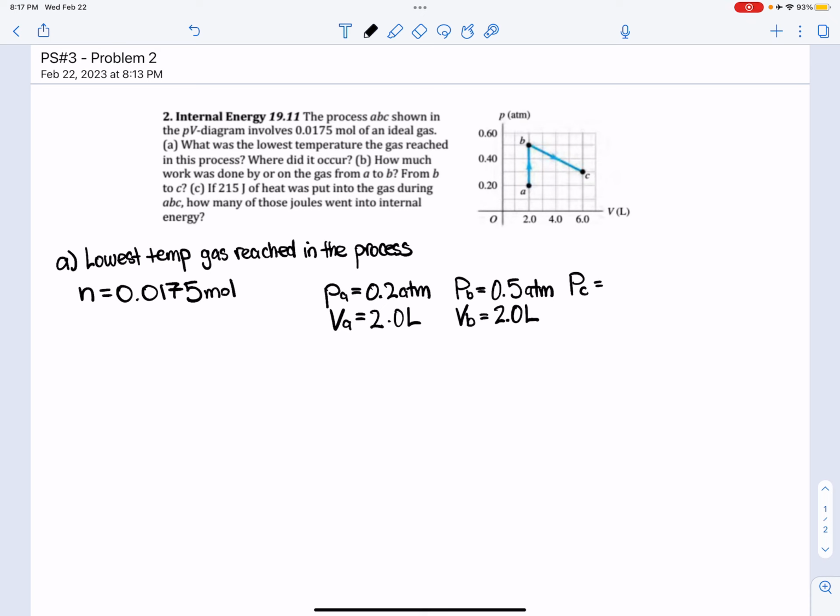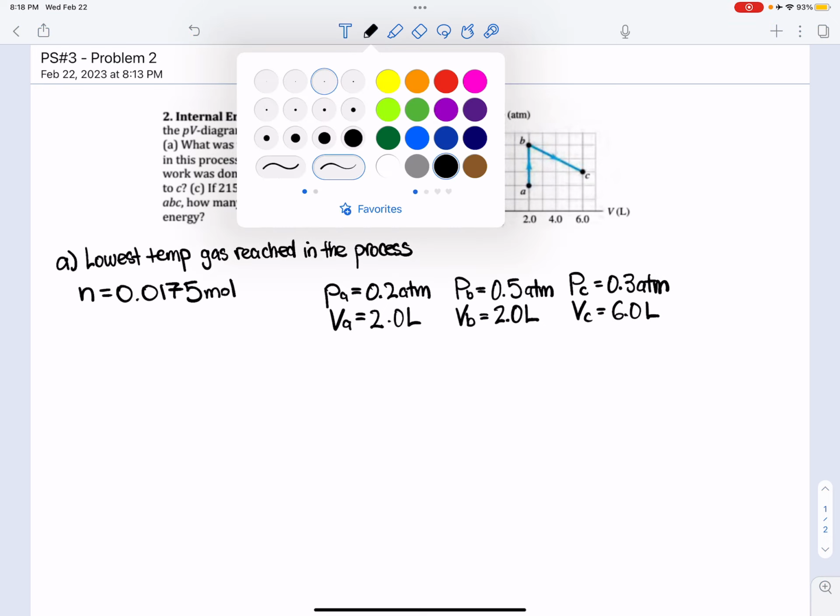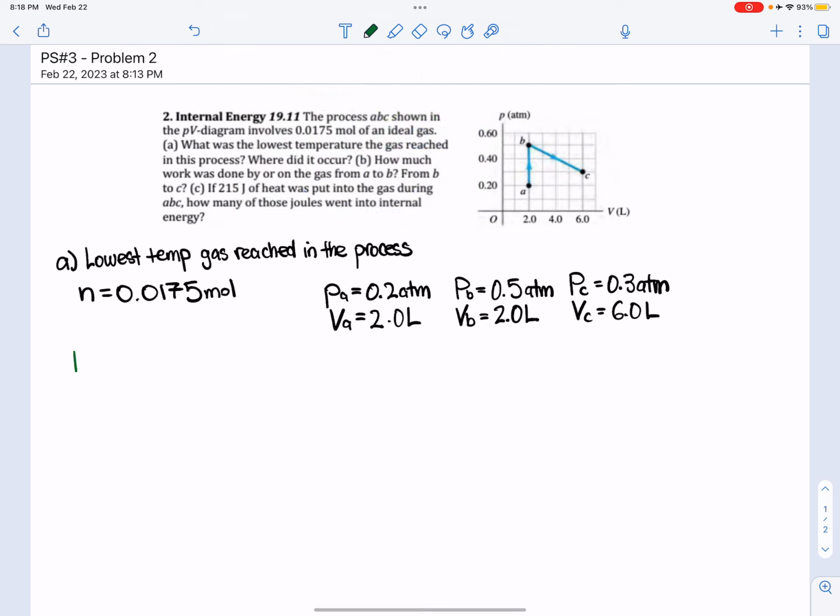Pressure at C is equal to 0.3 atm, right here. And volume at C is equal to 6 liters. Okay, so these are our givens. And recall the ideal gas law, which is PV equals nRT, right?